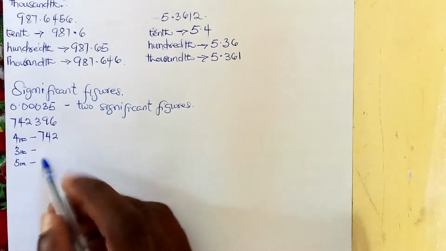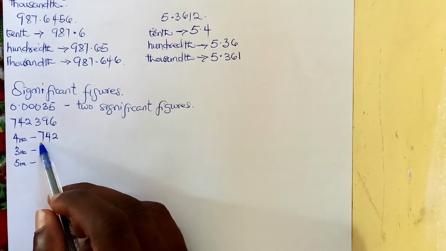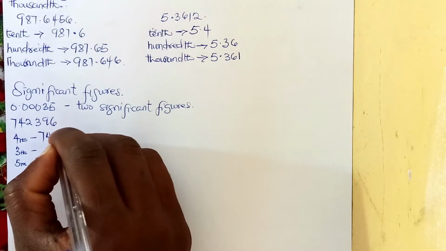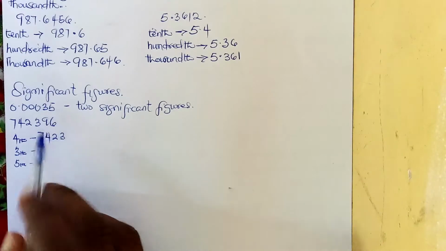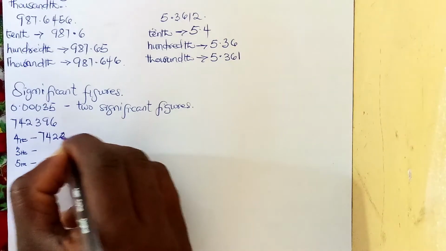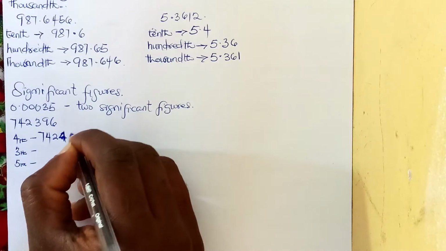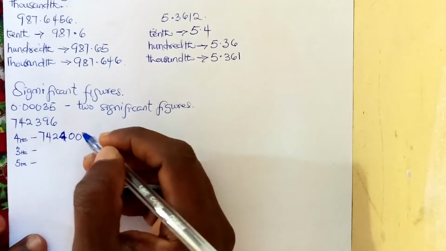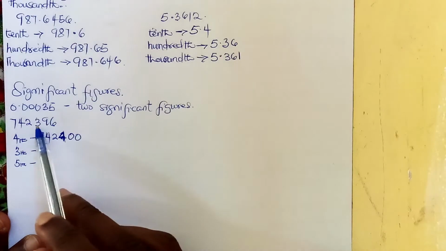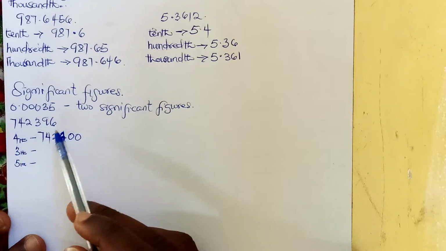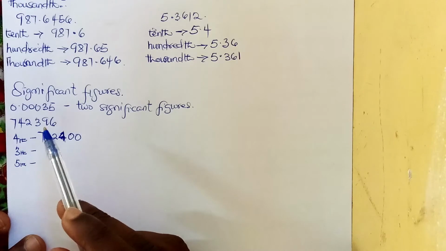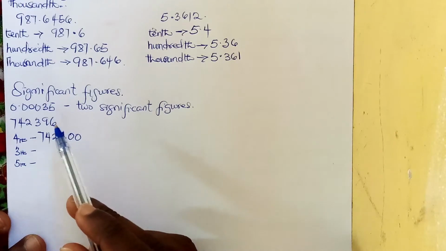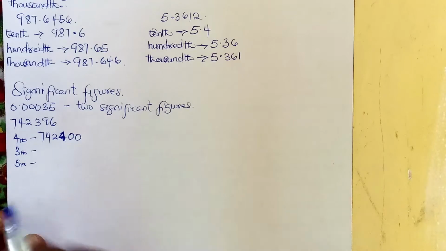So we get the fourth significant figure. Changing this, we are going to have 742,300. Since there is a 9 behind it, it's going to be 4, so we round it. 400. Now after we find the position of our fourth significant figure, the numbers behind it all change into zeros. So with our third significant figure, let's move on.